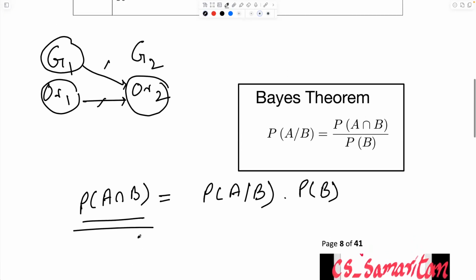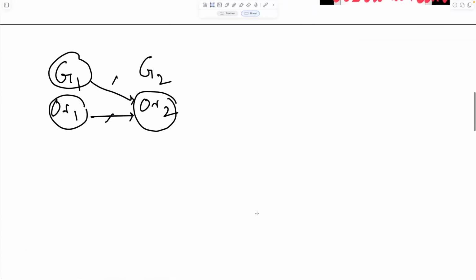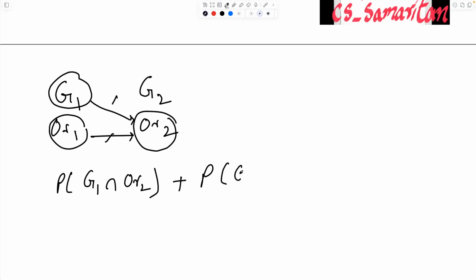Let me write that here too. Just take this over from here and take it to the next page, and from there we're going to directly try to find it. So the probability that we're trying to find is the probability of G1 intersection OR2 plus the probability of OR1 intersection OR2. This is basically going to be our answer.